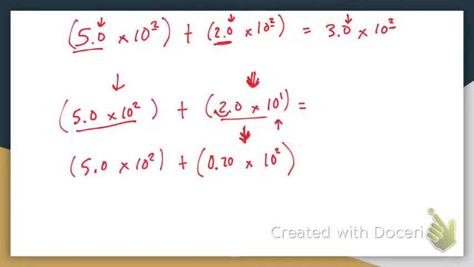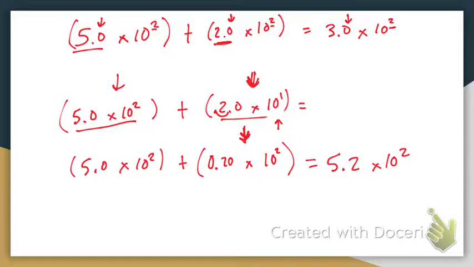So now I have it where they're both the same exponents. 5 and 0.2 is just 5.2 times 10 to the second, if I add the two together. All right, so when the exponents don't match when you're adding or subtracting, you have to convert it so that you have the same exponents, and then you can add or subtract normally. Okay, and so that's the only extra step you'll have to do.